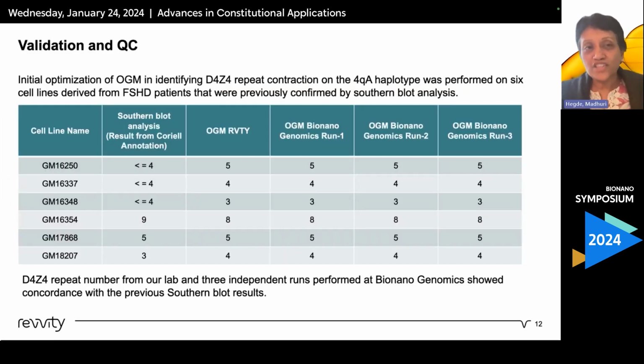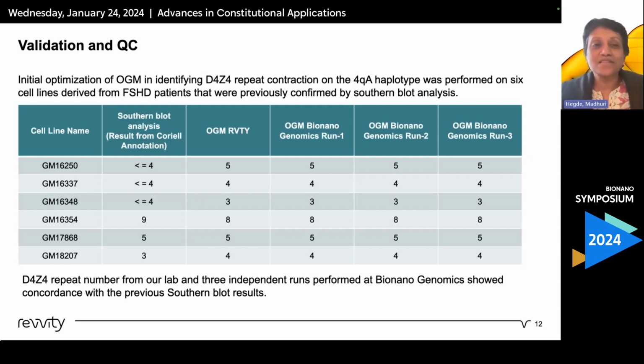So let's look at the validation data. And the first and the most important thing is to compare the optical genome mapping method with the traditionally used method, which is the Southern blot method. This was step number one before we actually even go further. And what you can see here is that we were able to obtain these cell lines and compare the Southern blot method to Revvity's optical genome mapping method. But we also went a step further as we collaborated with the Bionano Genomics lab, and we sent them the samples for a side-by-side comparison.